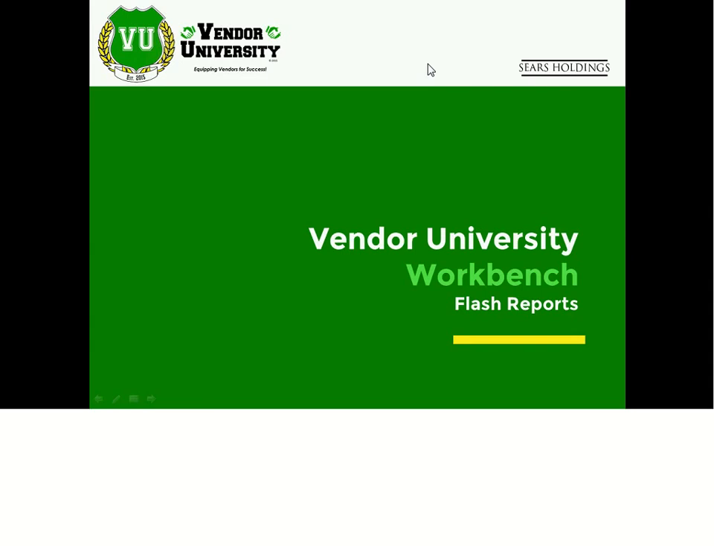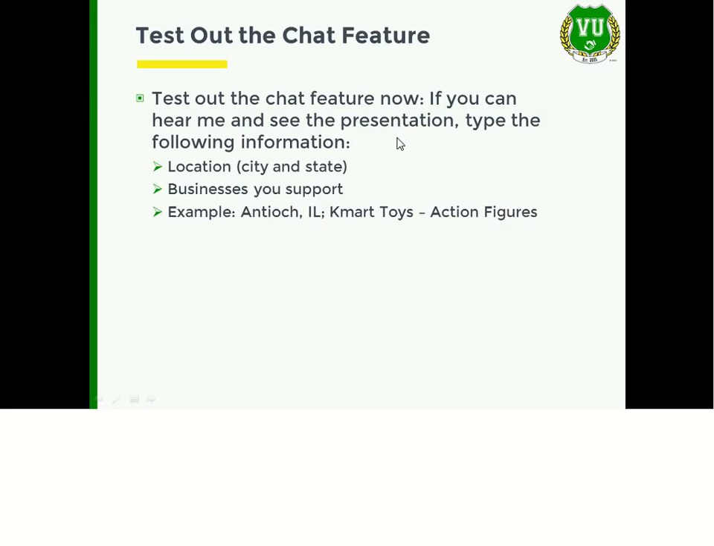If you could go ahead, on the next page we're going to see some questions. If you could test out the chat feature. If you hear me and you see the presentation, please type the following information: your location, your city and state, and the businesses that you support. For example, Antioch, Illinois, Kmart Toys Action Figures. You should have a chat section. It may be called Notes for most people. It looks a little bit different depending on how you're accessing the webinar.